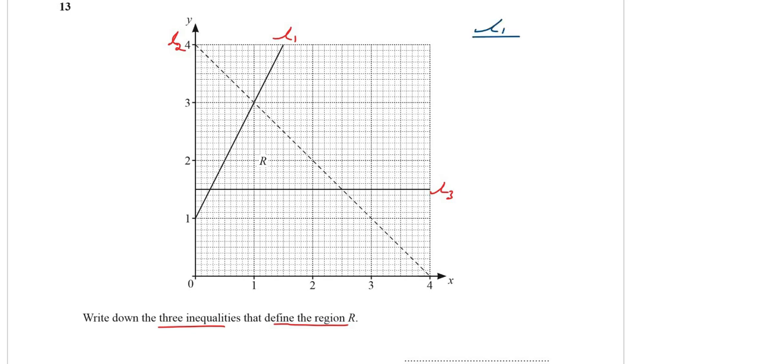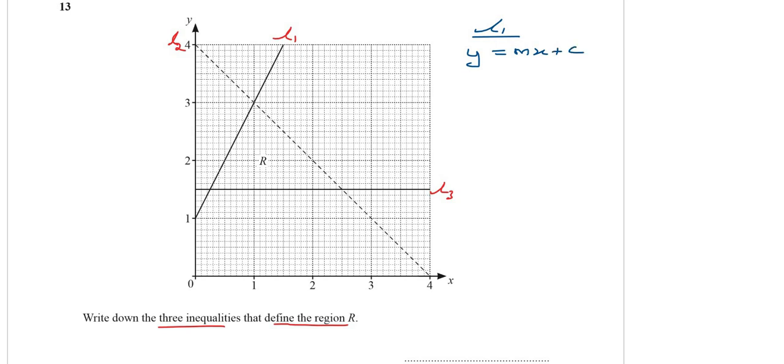So we will find the line L1 equation. To find the equation of a line, we know that y minus y1 is equal to m into x minus x1, or y is equal to mx plus c. Here I am choosing y is equal to mx plus c. Why did I choose this formula?